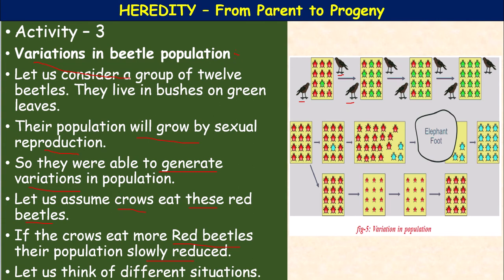Here a group of 12 beetles are here. The crows like to eat these red beetles, so slowly the population of red beetles starts decreasing. The green colored beetle can hide itself in the green leaves, so it is protected. So slowly, by the end, the green colored beetles' population increased, because crows cannot see those beetles. In a similar manner, here crushed under the elephant foot, here the poor growth of these beetles. Let us discuss in detail the variation in the population of beetles.